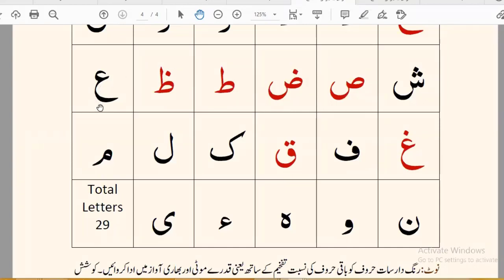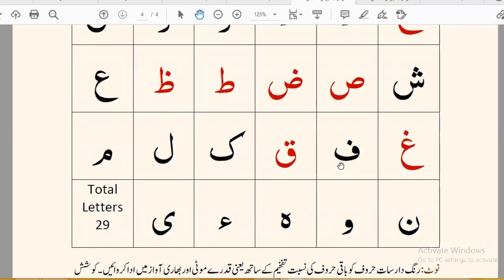This is Ain. Ain. Okay, so try to make the sound from the middle of your throat. Ain. Ain. Brilliant. Well done. Good sound. Let's try the next one. Ghain. Okay, this is a thick sounding letter, so really round your mouth when you say it. Ghain. Excellent. Well done, mashallah.